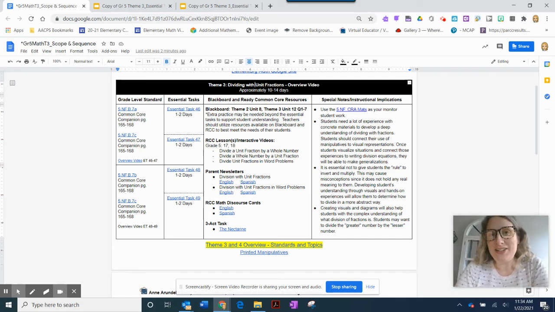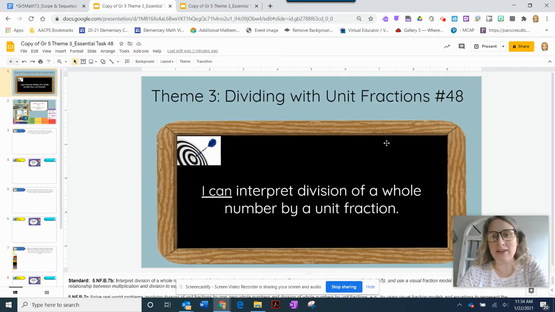However, our division strategies are going to stay the same. So we're still going to think about partitioning, and we're still going to think about equal groups. So let's dive in here. Let's look at essential task 48.